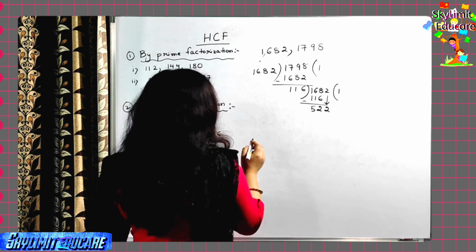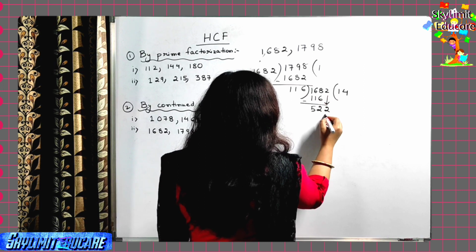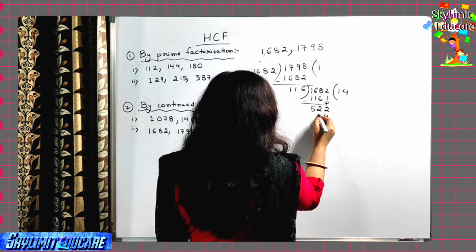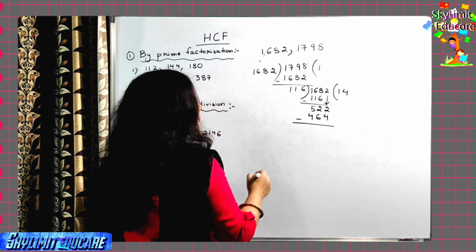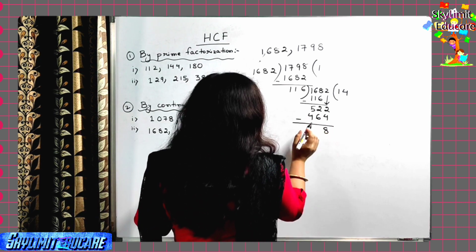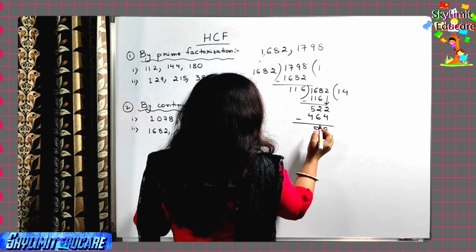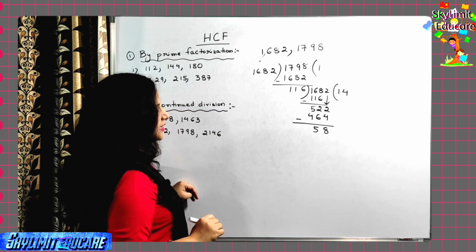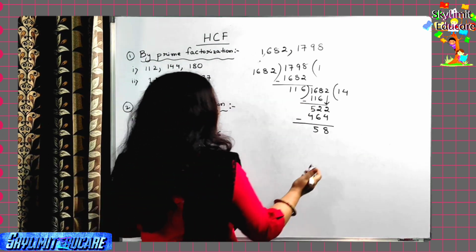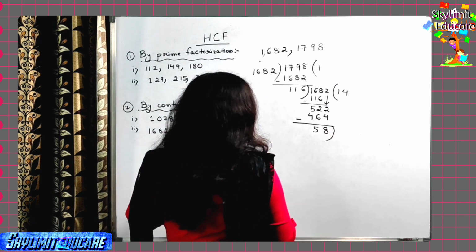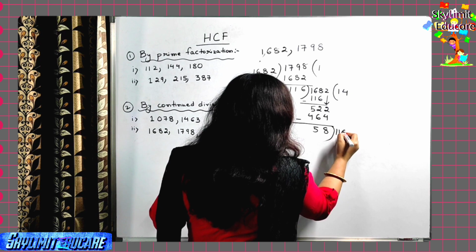So this will go with 4. Clear? 4 6s are 24, 4 1s are 4, 64, right? So now here you have 12 minus 4, 8, and here you have 11 minus 6, 5, 58. Okay, so we got here 58. Now the division is complete. The remainder is 58 now. So now this 58 becomes the divisor, and 116, the last divisor, becomes the dividend.